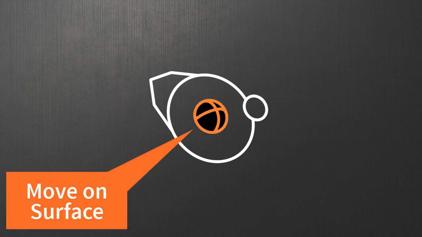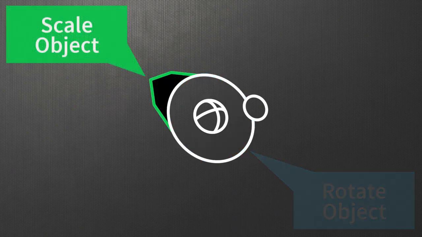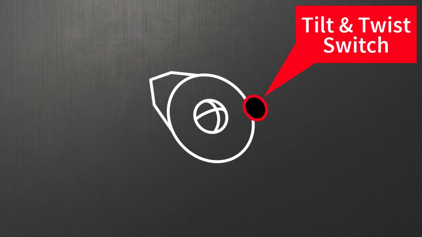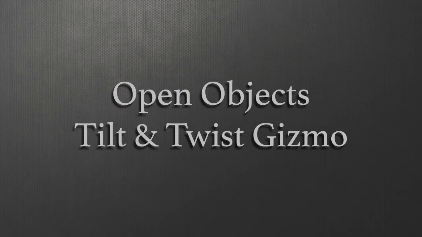The sphere in the middle is what we use to move the dropped object, either a solid or an open mesh. The ring around the sphere is what we use to rotate the dropped mesh. This arrow right here is the same thing as the dimensions in our drop solid menu. It will scale the object. And this little disc right here is going to switch into a tilt and twist gizmo, but that only applies for open meshes. All right, so let's see how this works.